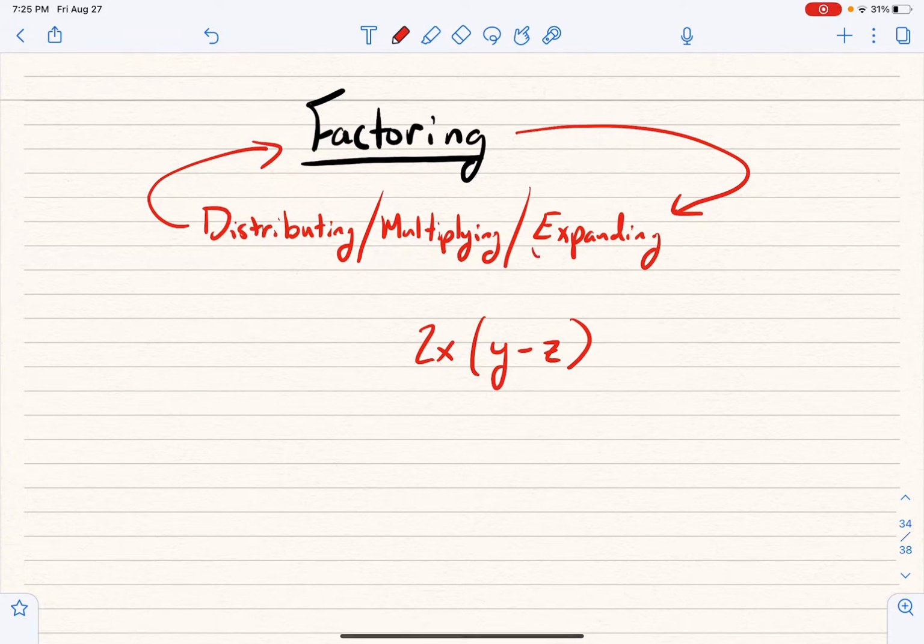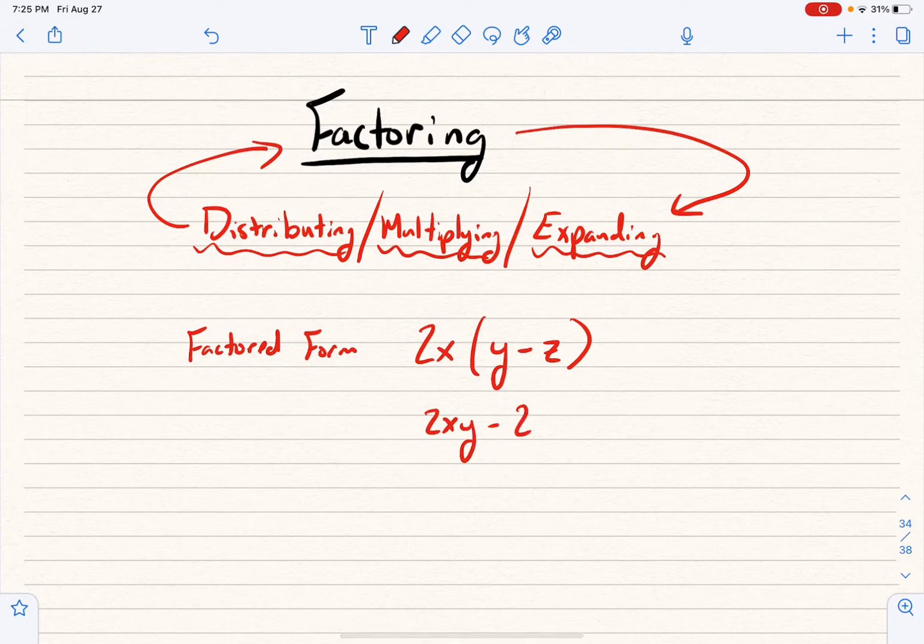When I think about expanding, I think, well, I need to multiply or distribute. Clearly that's what this expression wants: it wants to be expanded, multiplied, distributed. So this is the factored form. This is what we've been doing. We've been given problems like this and we need to distribute them out. You take the 2x and times it by y and you get 2xy. You take the 2x and times it by z and you get 2xz. And this right here would be called the expanded form.